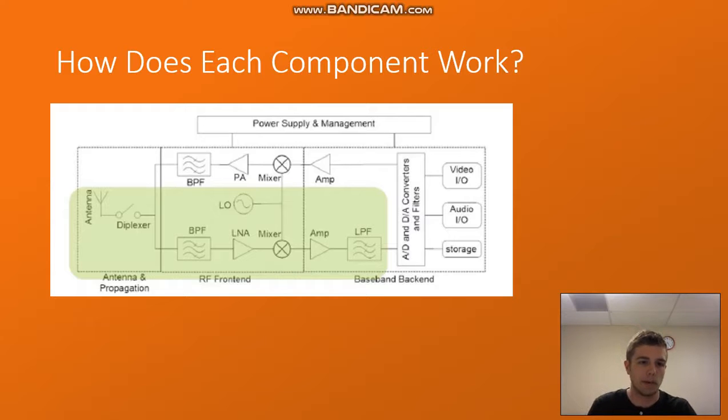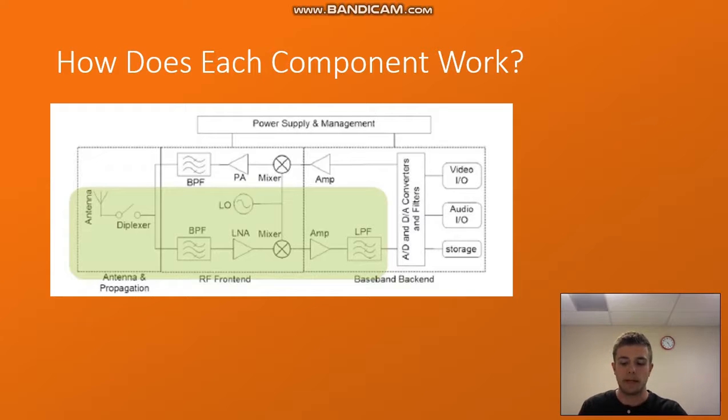So how does each component work? You start off with the antenna, which captures the signal from the RF frequencies, in this case radio frequencies, goes into the diplexer, and this is on or off depending on whether it's transmitting or receiving, and it's all electronic. And then it goes into the bandpass filter, which singles out the signal that we want and gets rid of out of frequency signals.